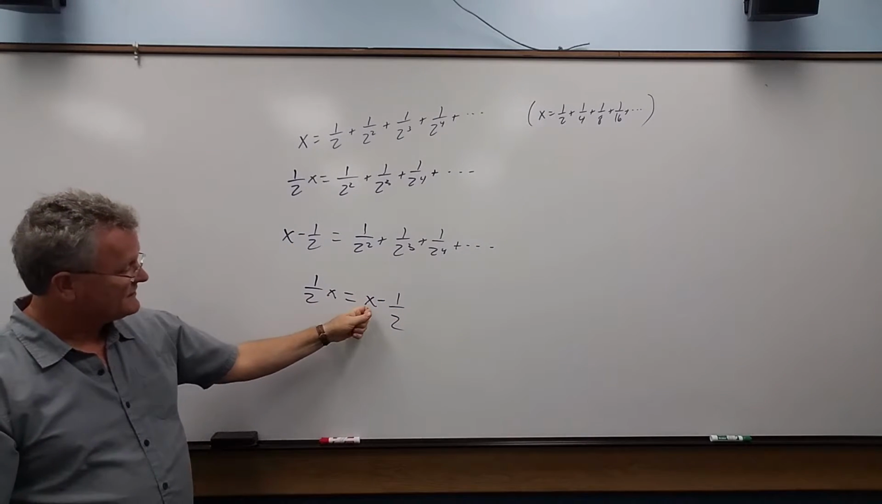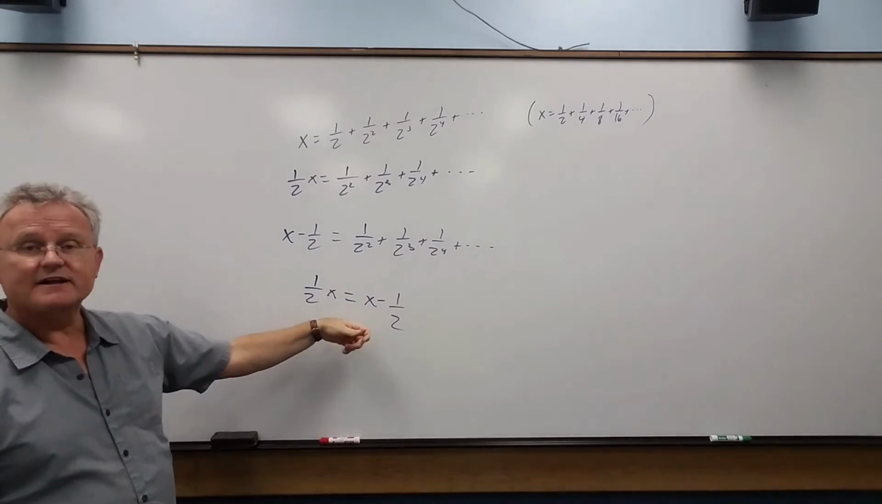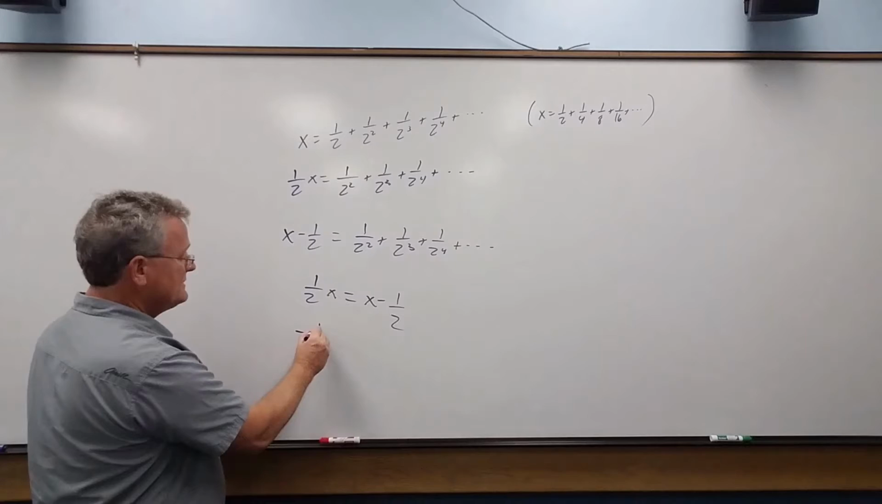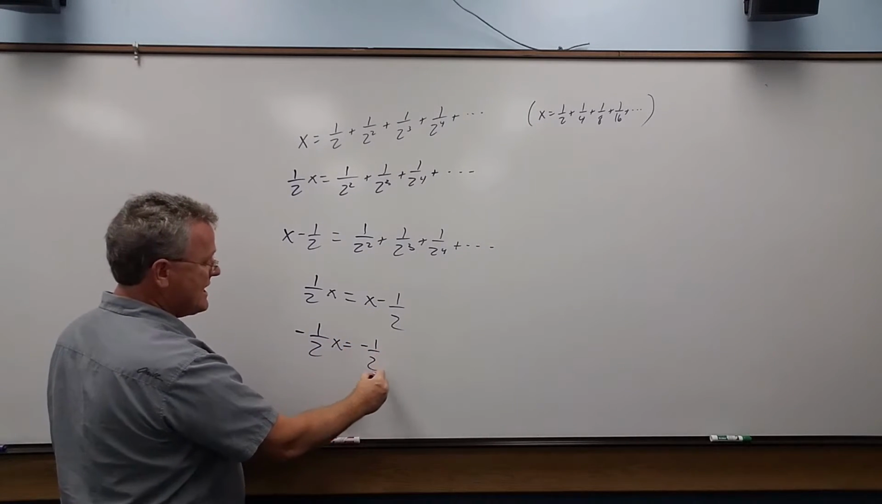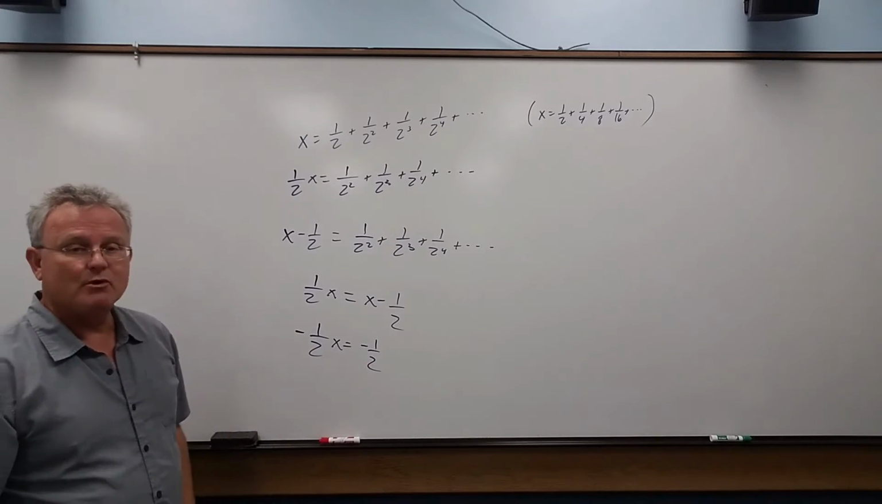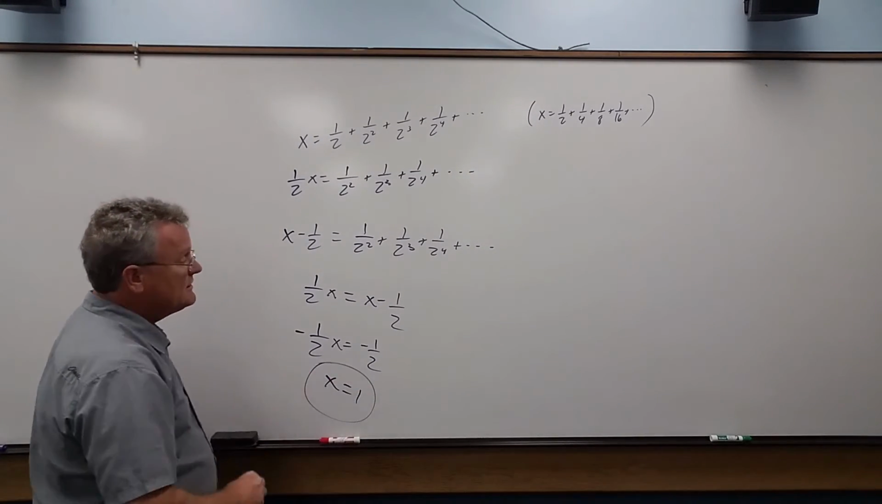So now let's solve this. If I subtract x from both sides, 1/2 x minus 1x is minus 1/2 x equals minus 1/2. And if I multiply both sides by -2, we get x is equal to 1.